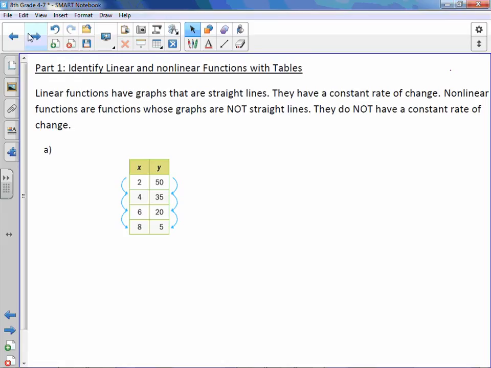Linear functions have graphs that are straight lines. They have a constant rate of change. Nonlinear functions are functions whose graphs are not straight lines. They do not have a constant rate of change.